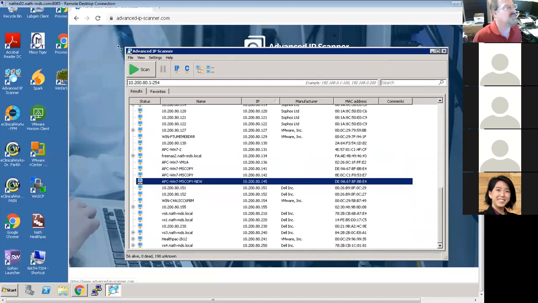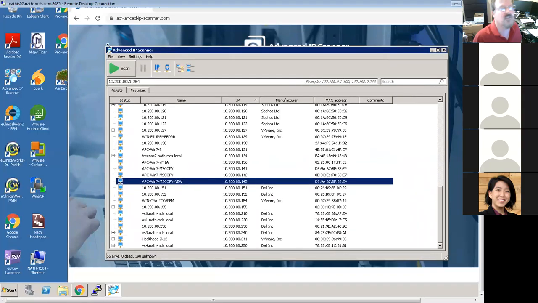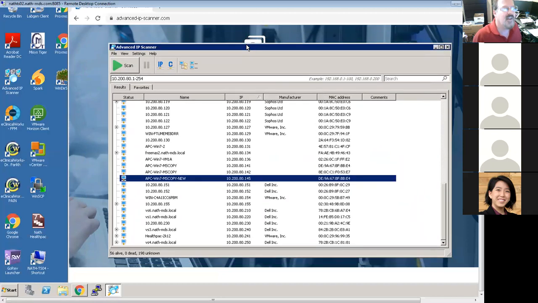Now, some of those diagramming tools that we use, not draw.io, but some of the more fancy diagramming tools, use this as a base to begin drawing your network map.